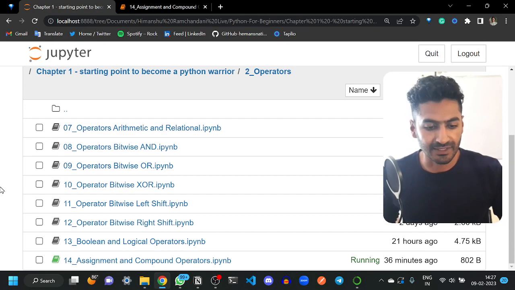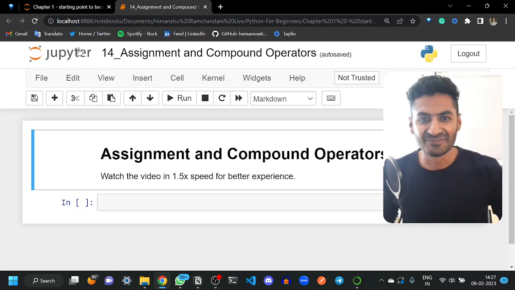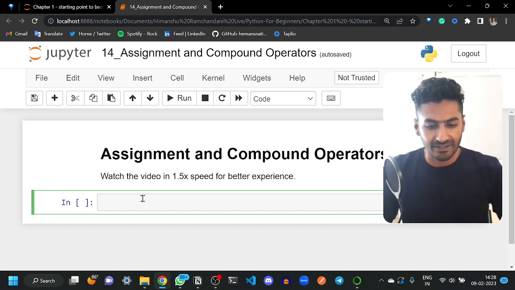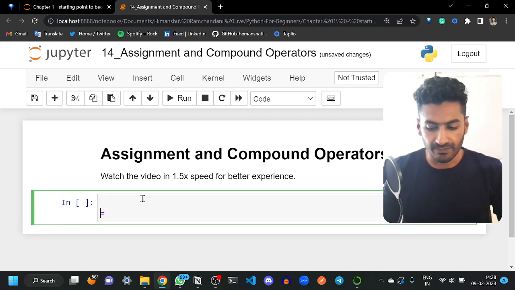Hello everyone. Let's start with our next topic, that is assignment and compound operators. So, there is only one assignment operator. You can call the others compound operators, because compound is a word used when we mix two values or two elements. So let's first work with the assignment operator.